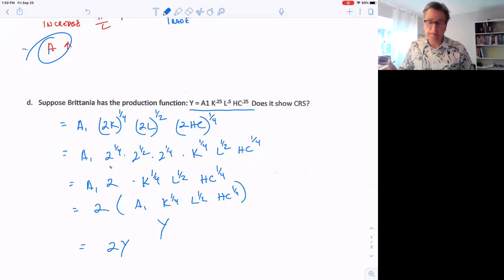output will go up, but at a diminishing rate. There's going to be diminishing returns to human capital because it's the 1/4 power. So all of these show diminishing returns when we add just one or two together here. We've got to add all three of them together to get constant returns to scale.